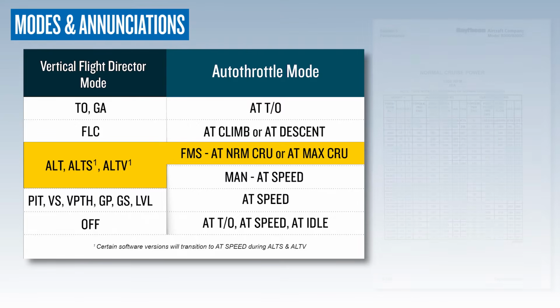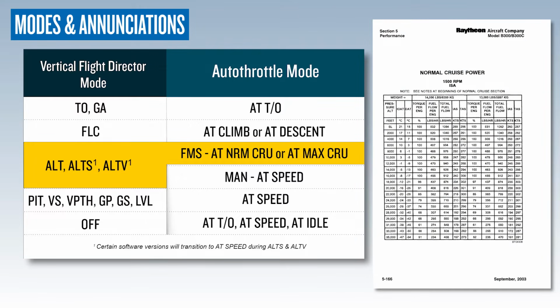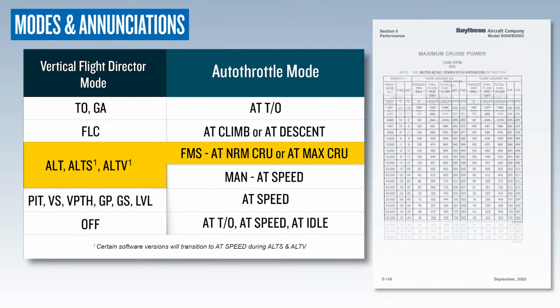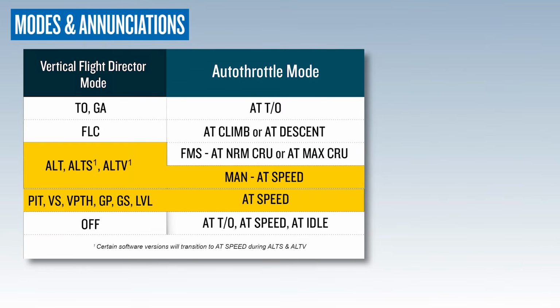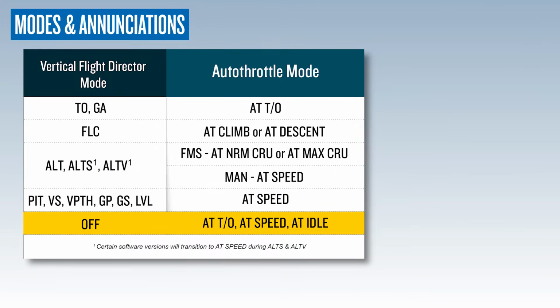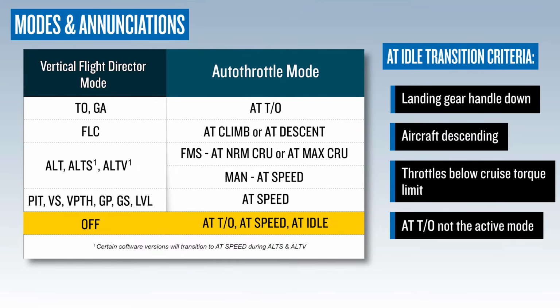Autothrottle normal and max cruise torque targets are based on the 1500 RPM normal and max cruise power charts in the B300 airplane flight manual. AT speed logic in the B300 is the same as the B200. For AT idle, the transition altitude of approximately 45 feet AGL and the transition criteria remain unchanged from the B200.